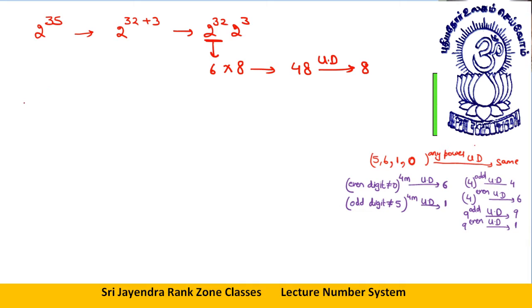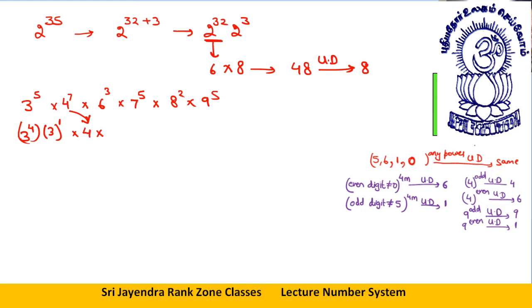Find the unit digit of 3 raised to power 5 into 4 raised to power 7 into 6 raised to power 3 into 7 raised to power 5 into 8 raised to power 2 into 9 raised to power 5. How will I do it? Look, 3 raised to power 5. The moment I see 3 raised to power 4, it will be 1. Let me write it like this: 3 raised to power 4 into 3 raised to power 1 into 4 raised to power 7. See, 4 raised to power 7 will be what? If 4 is raised to any odd power, then the unit digit will be 4.